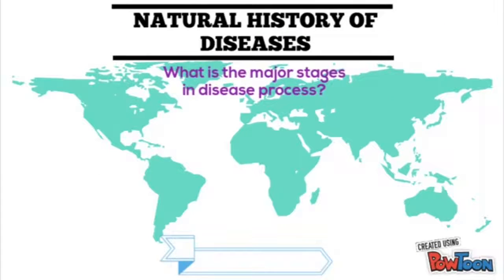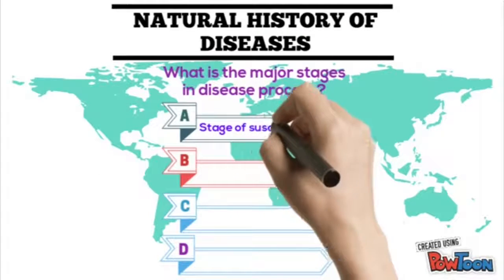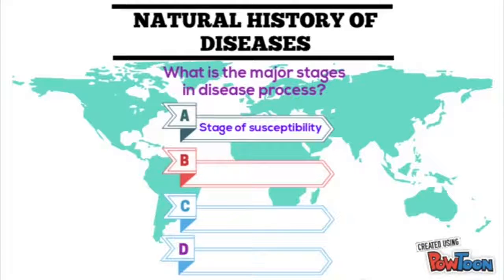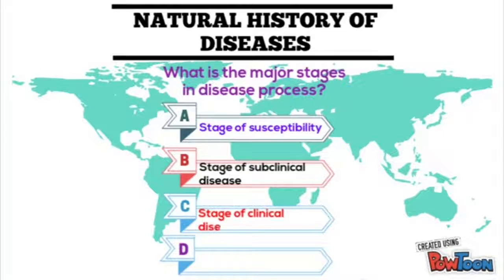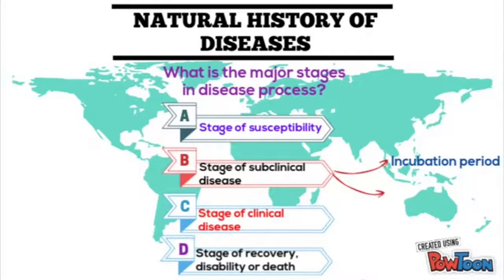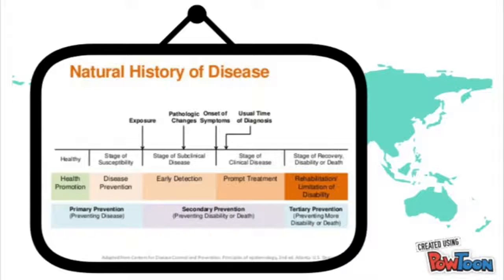Natural history of disease. What are the major stages in the disease process? First is the stage of susceptibility, then the stage of subclinical disease, the stage of clinical disease, and the stage of recovery, disability, or death. The stage of subclinical disease we divide into two: incubation period and latency period. So this is the natural history of disease. Let's go one by one through this topic. Please enjoy this video.